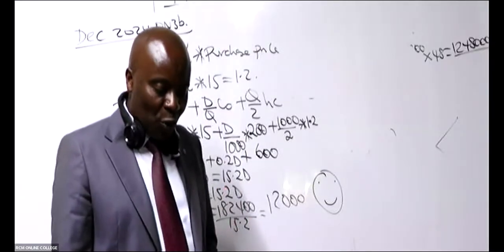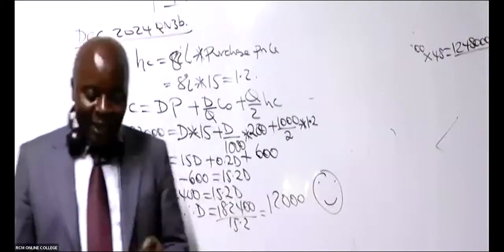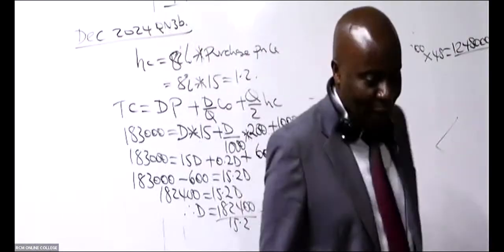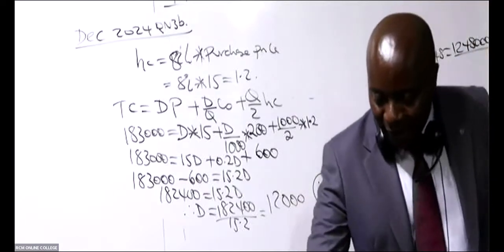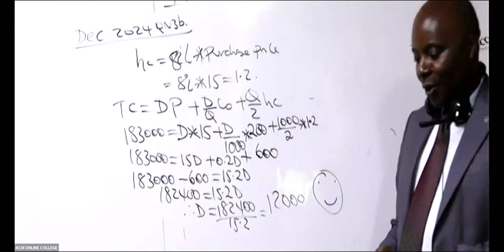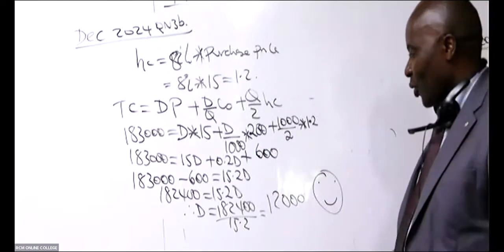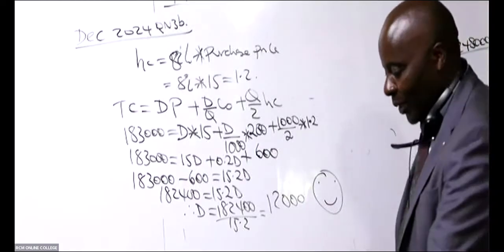Number 2, they want us to calculate the EOQ. I'll give you a minute. You guys should be able to copy and reach where Mwalimu has reached.